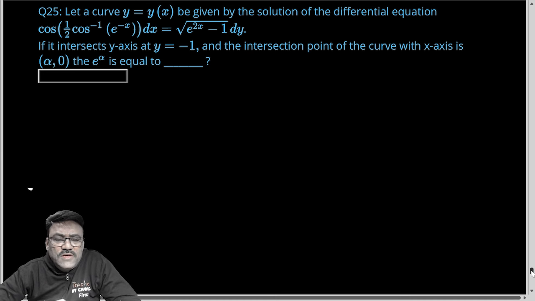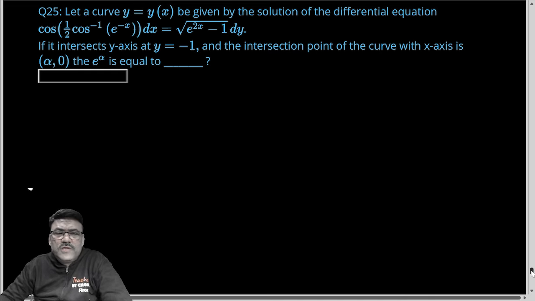Then they are saying that y is equal to y(x) is the solution of this differential equation, and this curve y is equal to y(x) intersects the y-axis at y is equal to minus 1. It means it meets the y-axis at the point (0, minus 1); basically (0, minus 1) satisfies your curve. Then what will be the intersection point of this curve with the x-axis? They are saying that the intersection point of this curve with the x-axis is (alpha, 0). So (alpha, 0) satisfies the curve. Then what will be e raised to alpha?